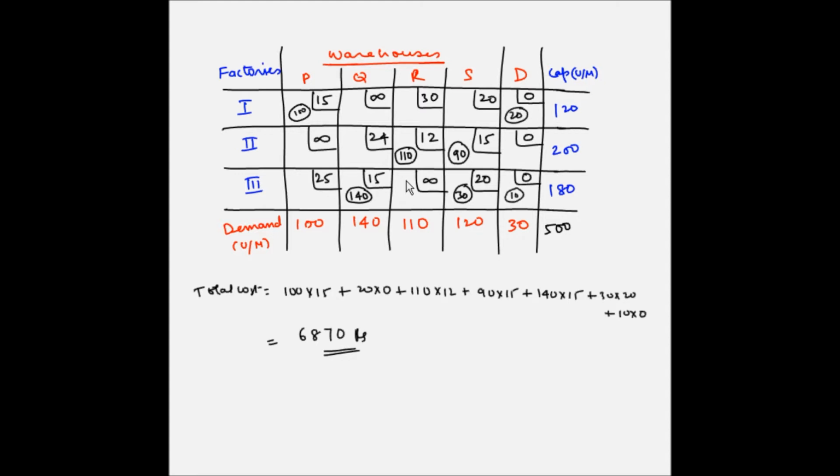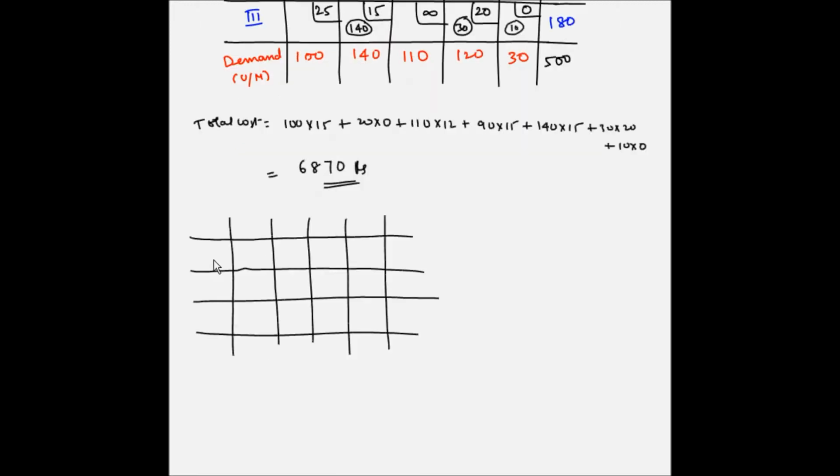Now the next condition is that all the allocations should be in independent positions. So if you check, you'll find that all the allocations are in independent positions. So now let's proceed with the optimality test. The first step in the optimality test is to set up a cost matrix containing the unit costs associated with the cells for which allocations have been made. So let's draw that cost matrix.